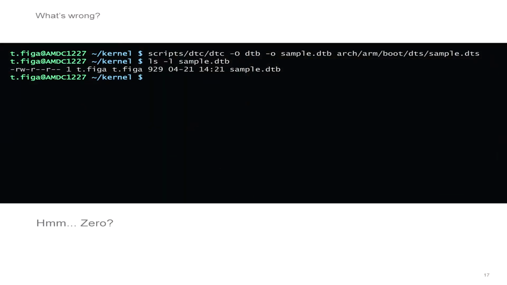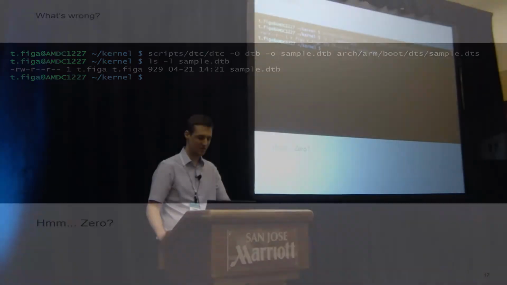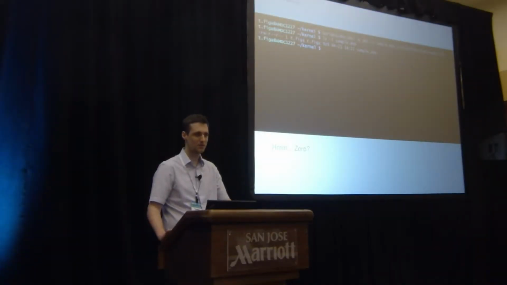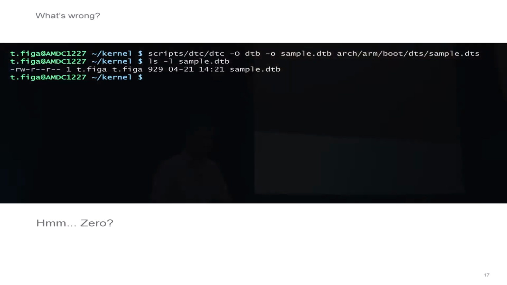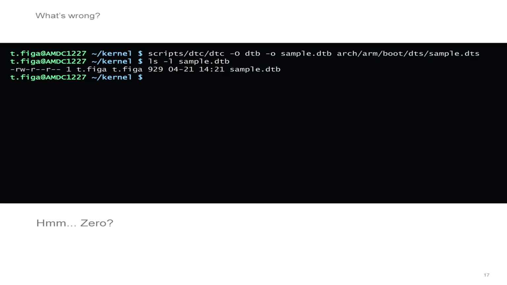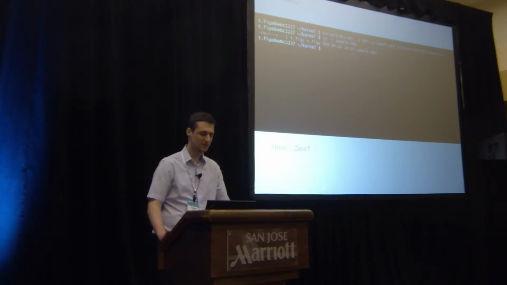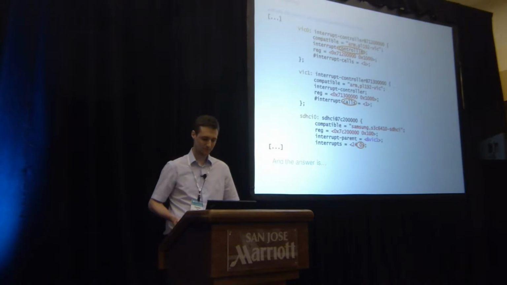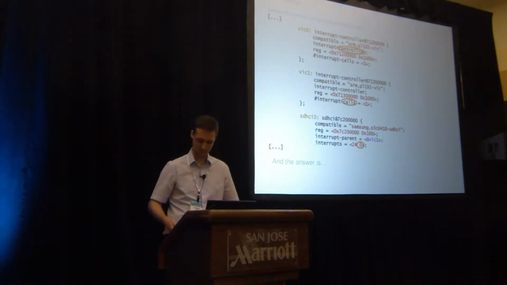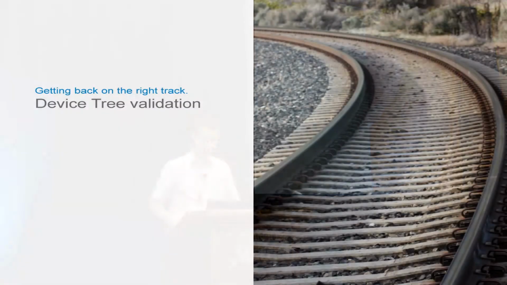But wait, let's see how DTC handles that. After executing the necessary command using the DTC distribution inside the Linux kernel tree, we see that it completes successfully, producing a DTB file with exactly the same contents as in the input file. But well, does it mean that the DTS was valid? I don't think so.